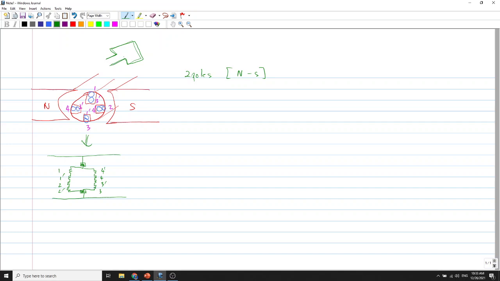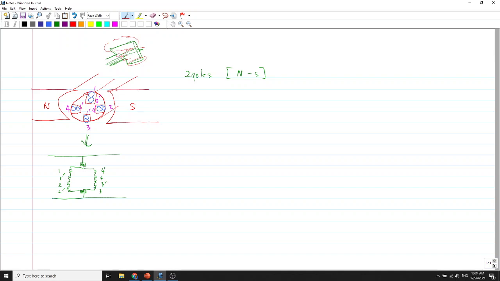So now we have two loops, and also another one parallel like this, and this also will become 2. We just look at these 4 points, which are the conductors. So this represents the number of conductors, which is 1 and 1 prime, 2 and 2 prime, 3 and 3 prime, and 4 and 4 prime.